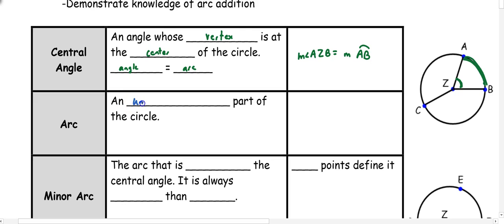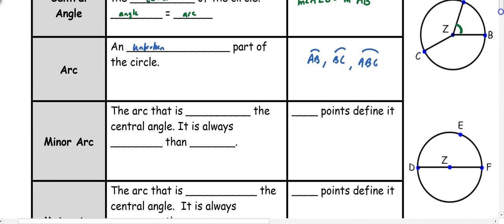An arc is an unbroken part of the circle. So it's going to go from a couple of letters that represent part of the circle. For example, we could have arc AB, or we could have arc BC, or we could have going from A all the way to C, and we could have arc ABC. So let's learn a little bit more about our arcs.